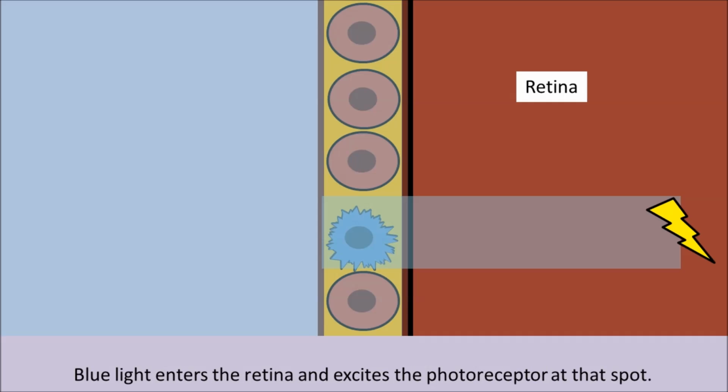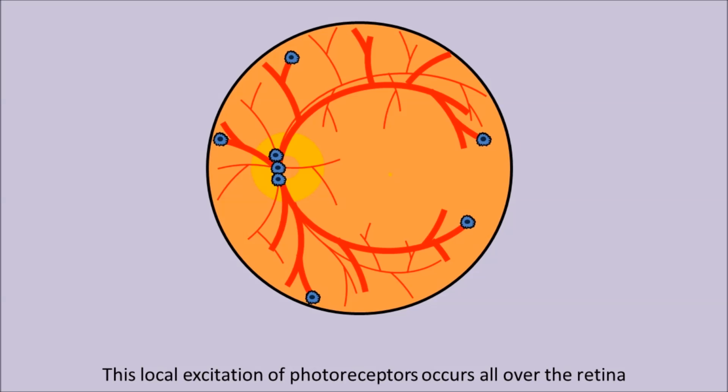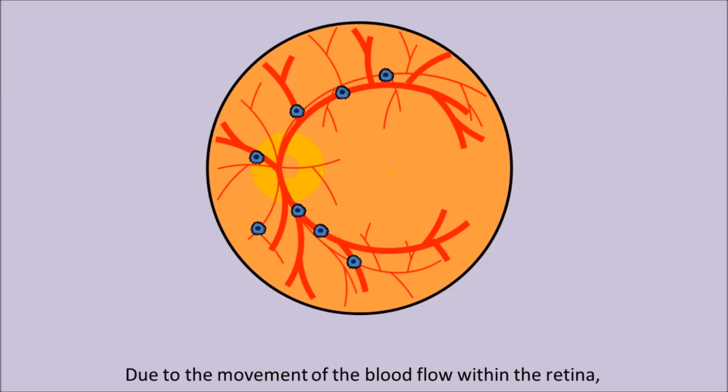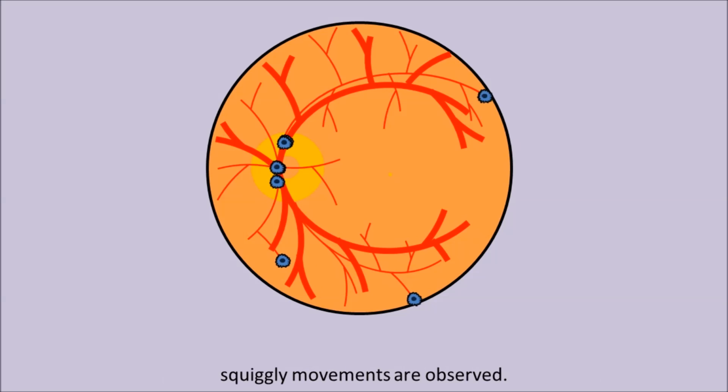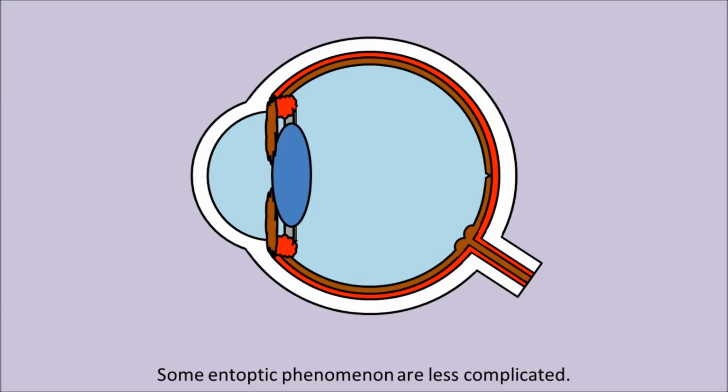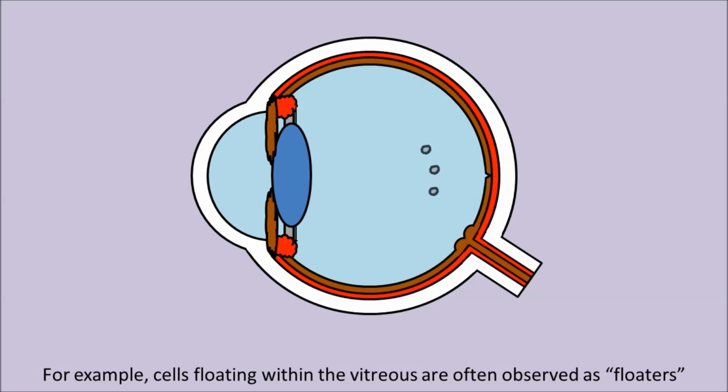Blue light enters the retina and excites the photoreceptor at that spot. This local excitation of photoreceptors occurs all over the retina where the white blood cells are. Due to the movement of the blood flow within the retina, squiggly movements are observed. This entoptic phenomenon is called the blue field entoptic phenomenon. Some entoptic phenomena are less complicated.